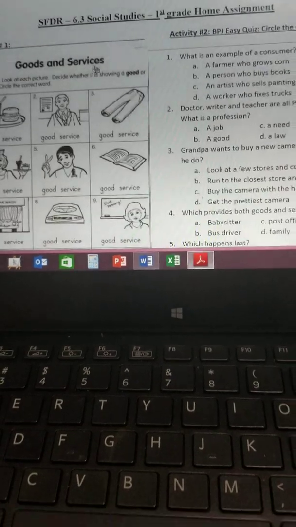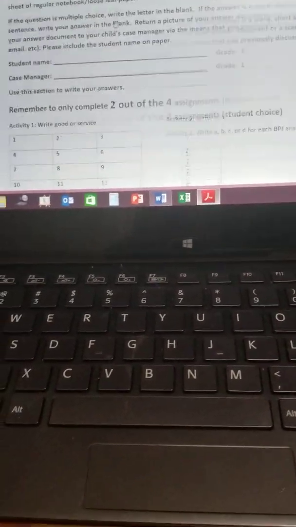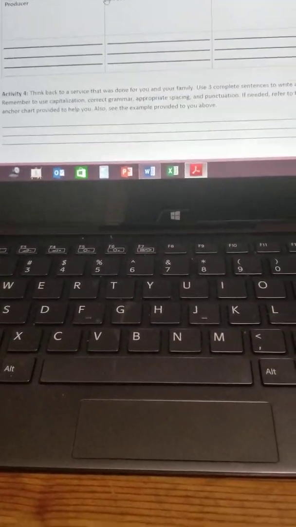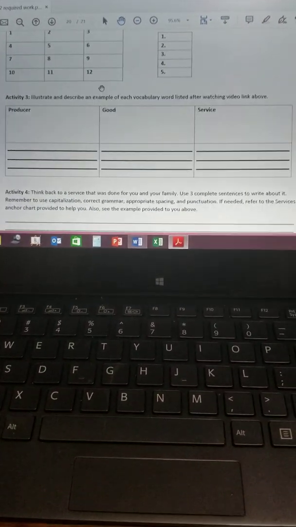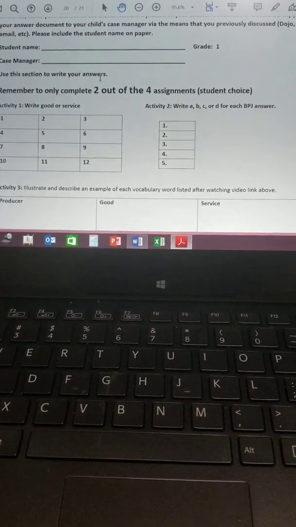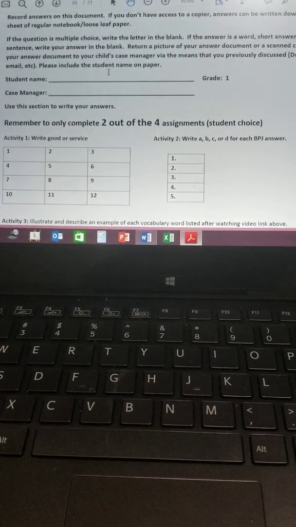Okay, and again, you can use your answer sheet or you can use your own sheet of paper. And remember, I only need 2 of these. So just pick 2 and turn those into me.